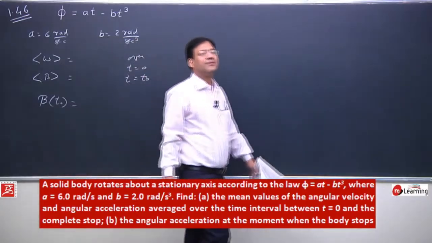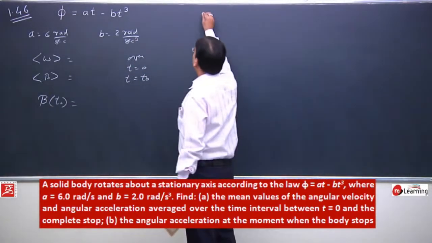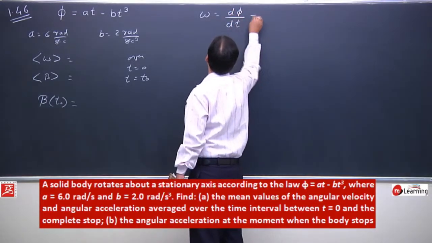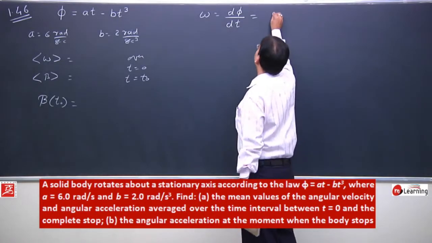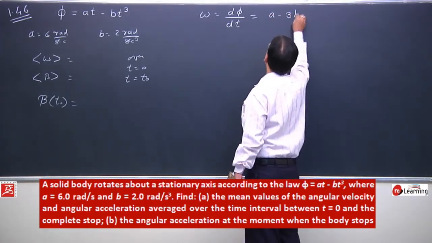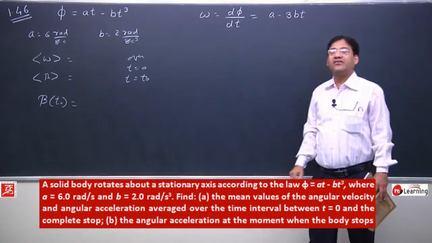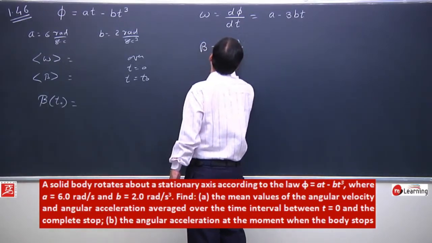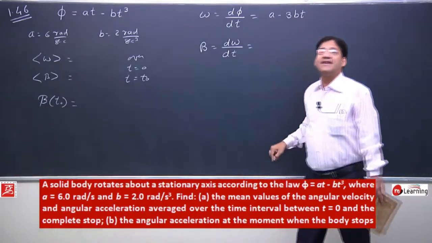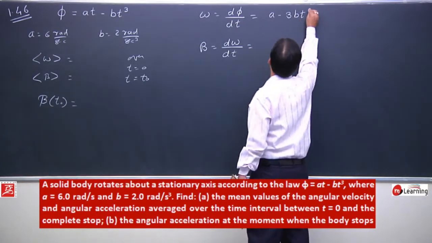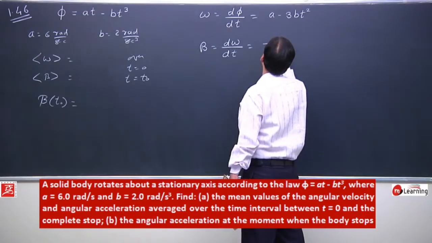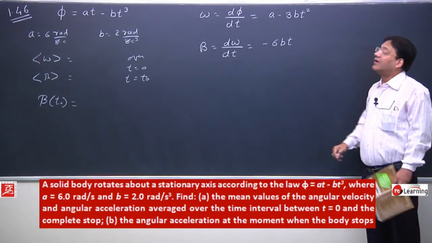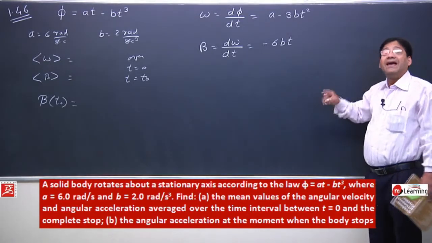Now, there is a problem. We know that angular velocity is d phi by dt. We differentiate it: a minus 3 bt square. This is the angular velocity of the particle. Angular acceleration is d omega by dt. We differentiate this function and get minus 6 bt. This is the angular velocity and angular acceleration of the particle as a function of time.